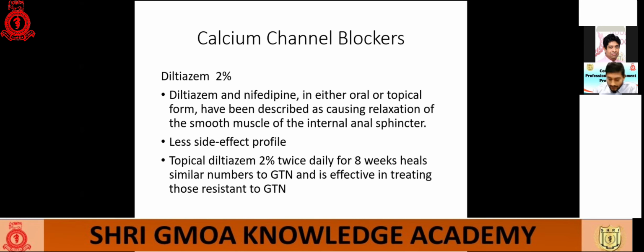After we try GTN, we can introduce diltiazem 2% cream. This can be applied twice daily for 8 weeks, and it has the ability to heal fissures which are not healed by GTN. It has a less side effect profile and acts the same as GTN, relaxing the internal sphincter.